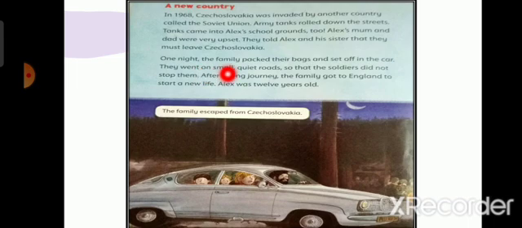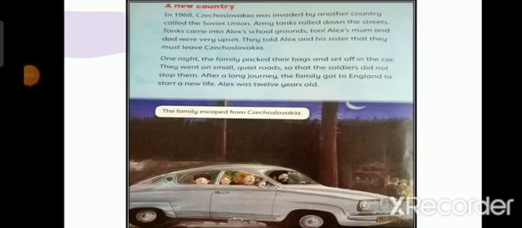One night, the family packed their bags and set off in the car. They went on small, quiet roads so that the soldiers didn't stop them. After a long journey, the family got to England to start a new life. Alex was 12 years old. The family escaped from Czechoslovakia.